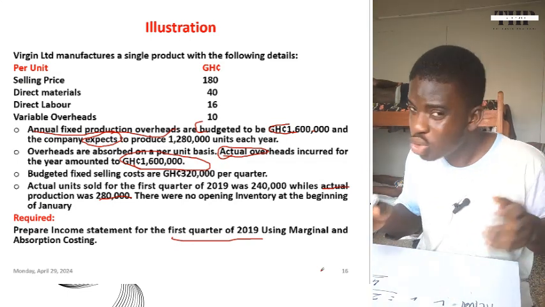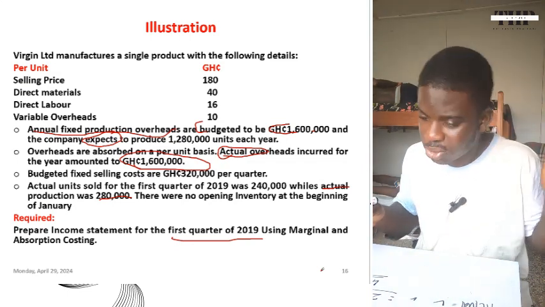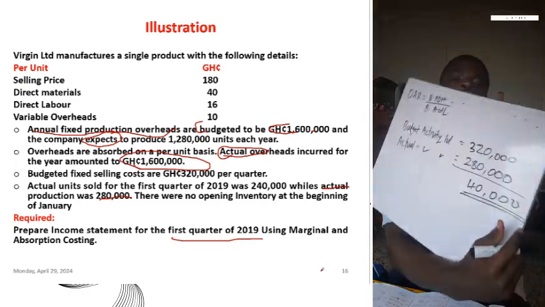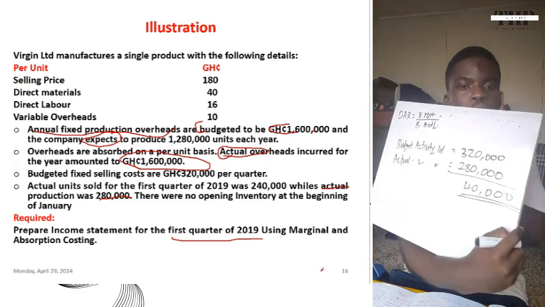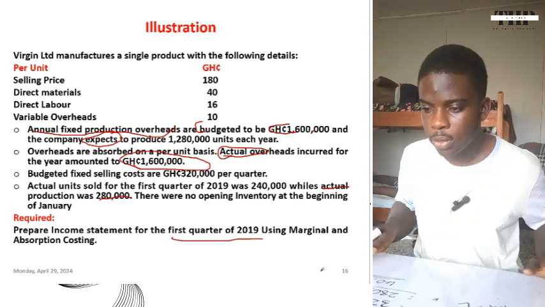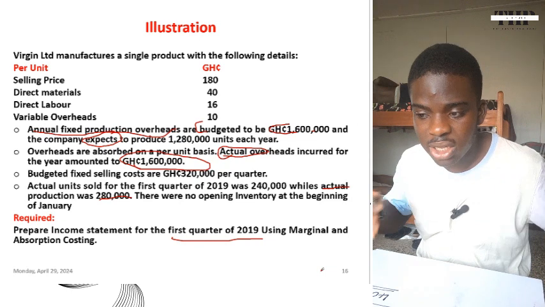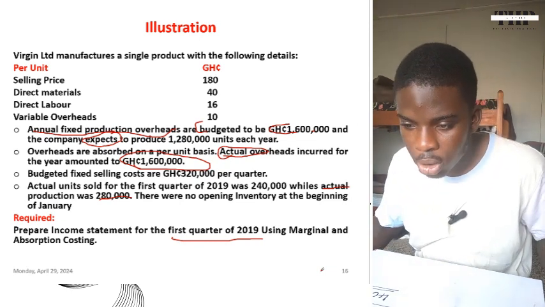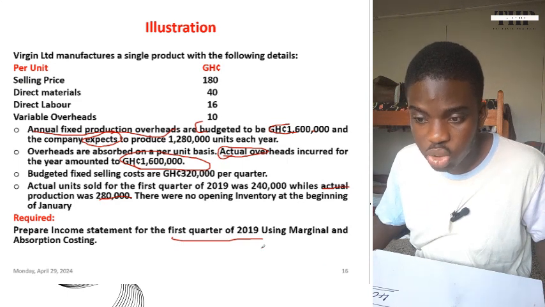So always use this formula. Don't use the other, it gets confusing. Now this difference of 40,000 units, you multiply that by the overhead absorption rate that you get in the question. As I said, I've already explained it, so let me focus more on preparing the income statement here. That's basically what you need.